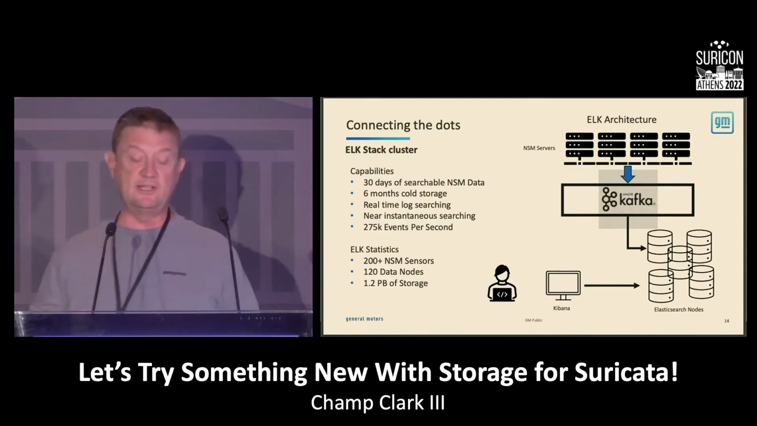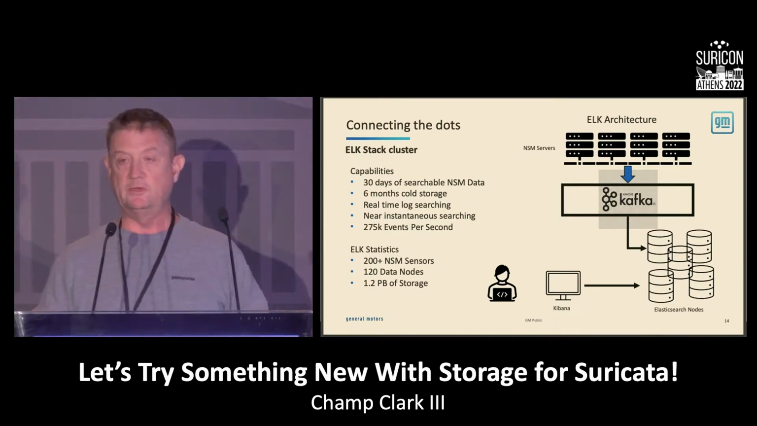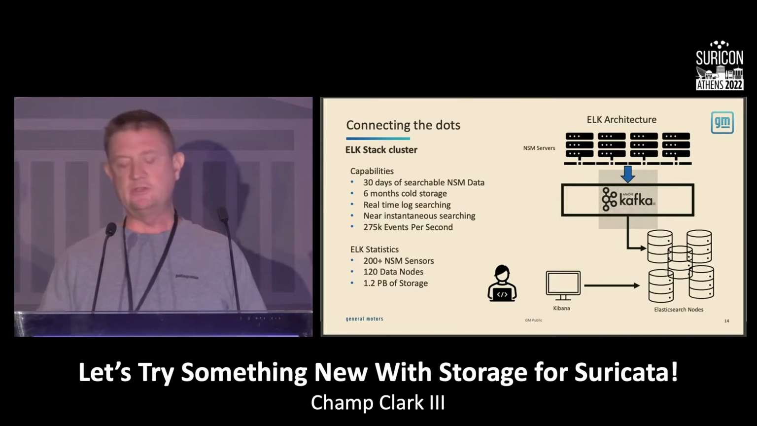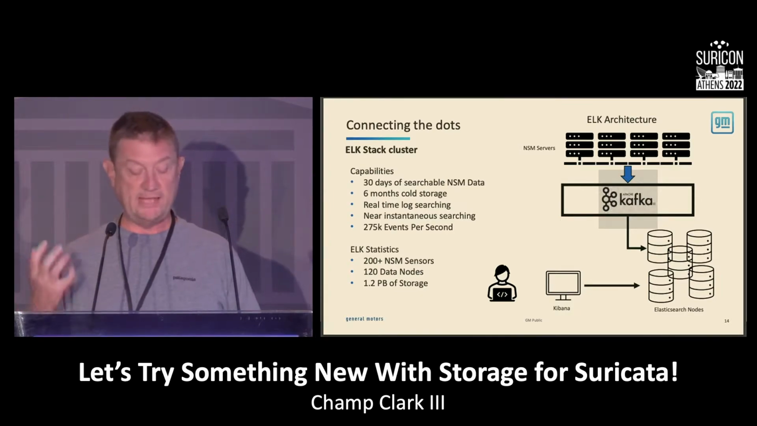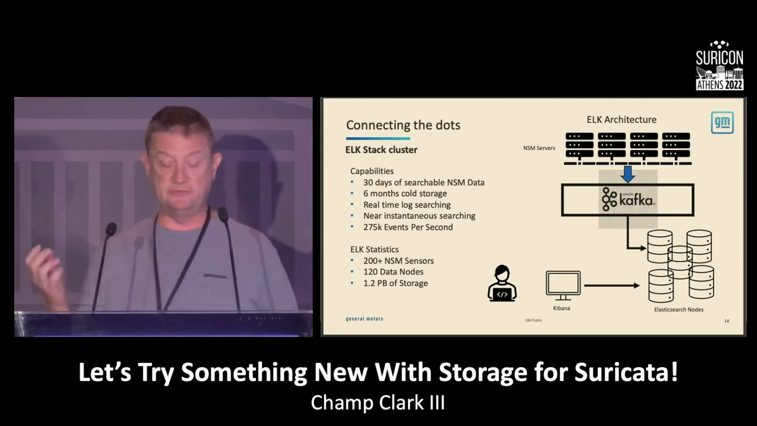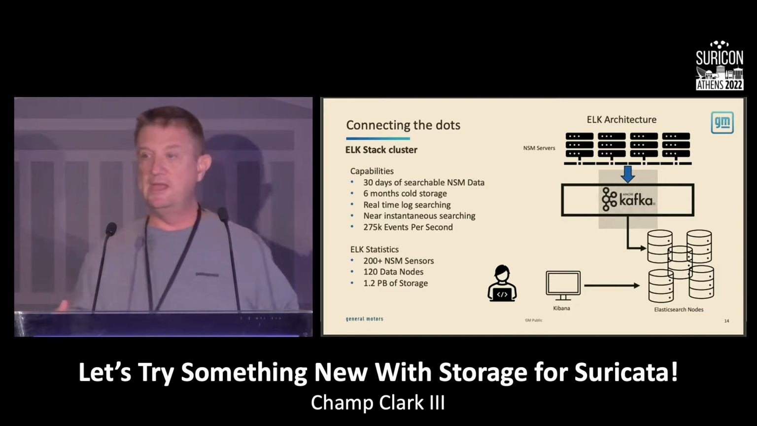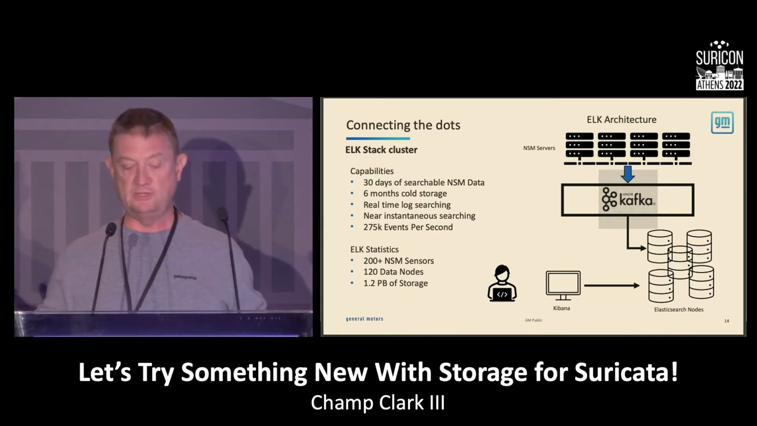What I did is took a picture of a slide from General Motors. This is from, I can't remember if this was 2020, I think it was, the Boston SuriCon. As you can see, they have the facilities to do this. They have this huge 1.2 petabytes of storage, 200 network sensors out in the field reporting to it, 120 data nodes. And just the care and feeding of this machine, basically this huge Elasticsearch indexing system, is a lot.